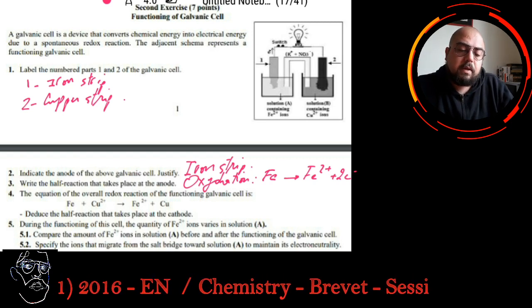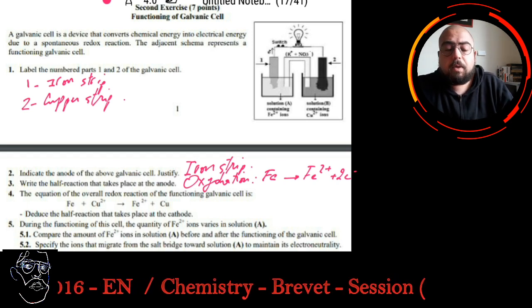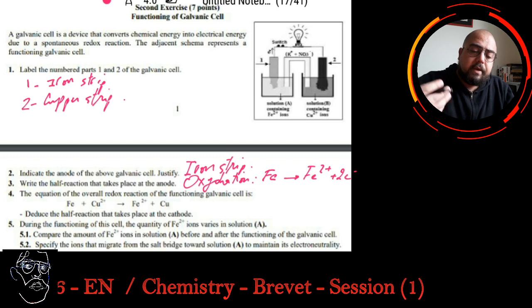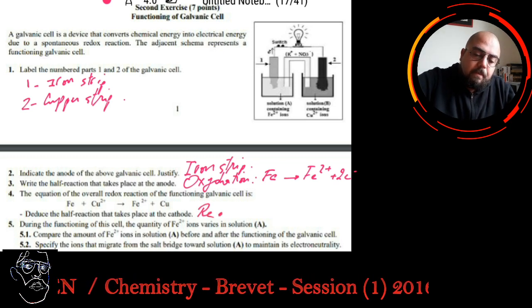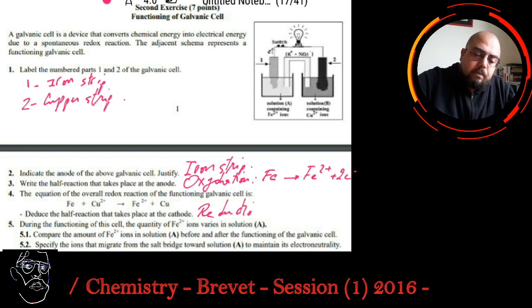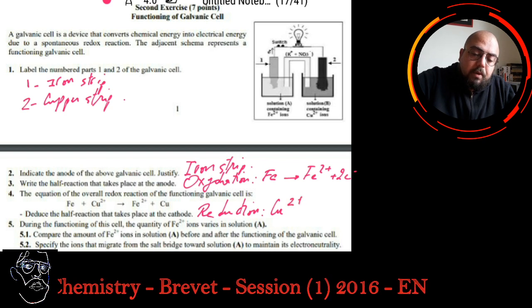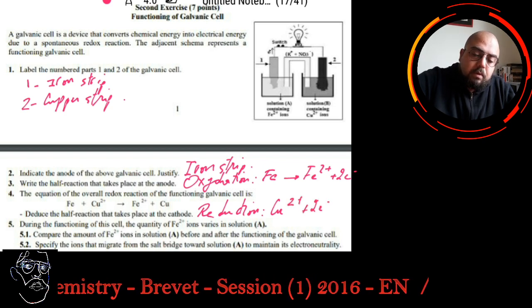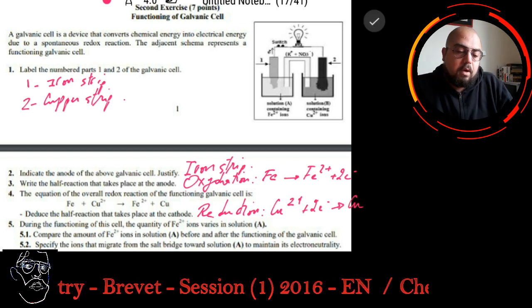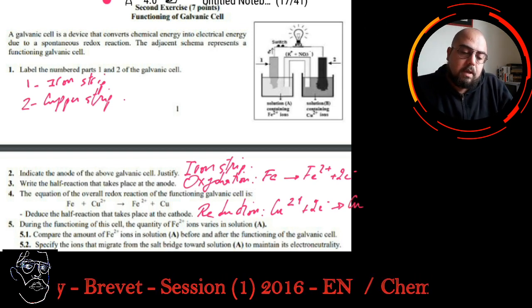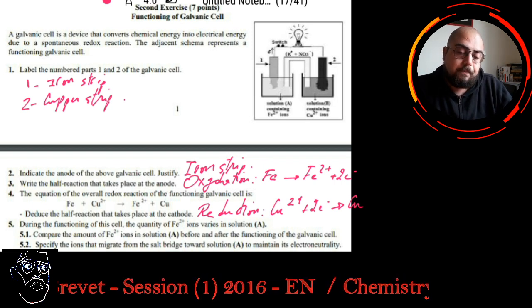Deduce the half reaction that takes place at the cathode. So we already know that Fe is being converted to Fe2+. So the reaction that is going on at the cathode is a reduction. Now this reduction is Cu2+ plus 2 electrons being converted to Cu.